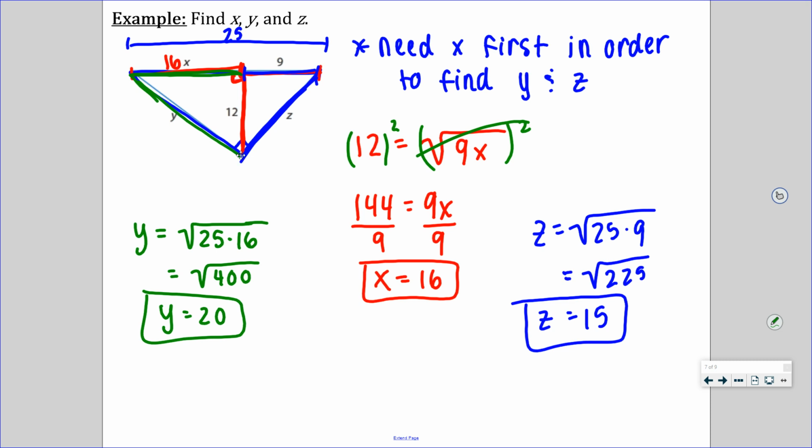Yes, sir? I could usually use Pythagorean theorem. We haven't learned that, that's a next lesson. We haven't learned Pythag yet.